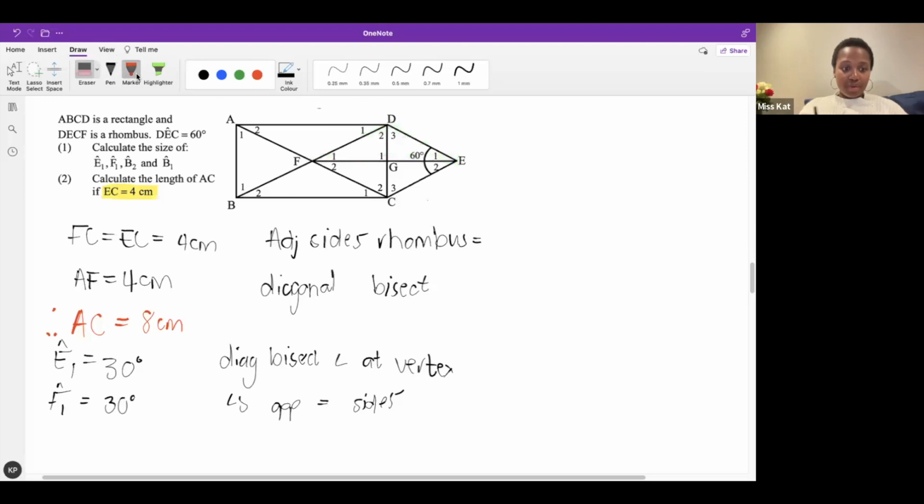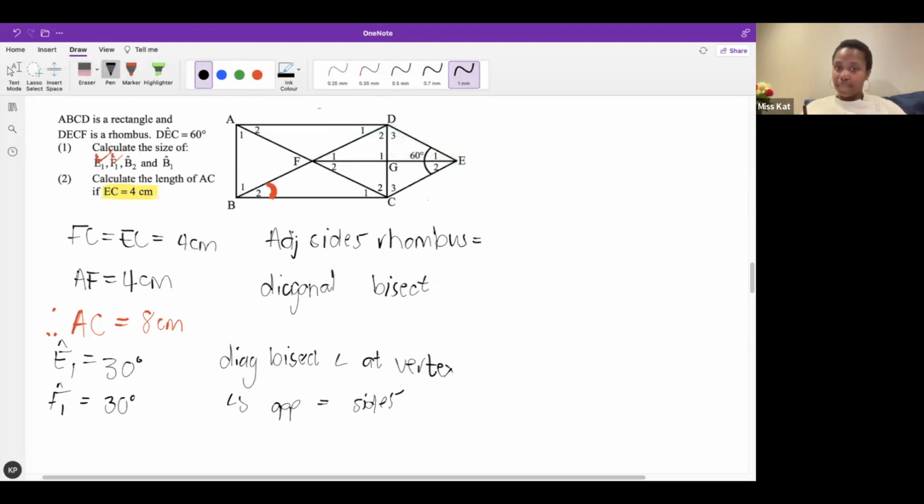Okay, so now we have worked out what? E1 and F1. Where is B2? There's B2 over there. Anyone want to help us with B2? Yes, Nipo.